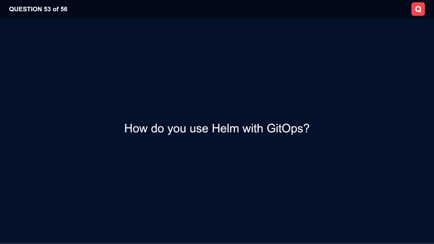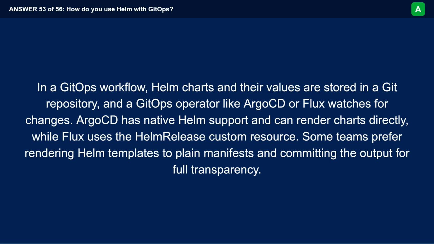How do you use Helm with GitOps? In a GitOps workflow, Helm charts and their values are stored in a Git repository, and a GitOps operator like Argo CD or Flux watches for changes. Argo CD has native Helm support and can render charts directly, while Flux uses the HelmRelease custom resource. Some teams prefer rendering Helm templates to plain manifests and committing the output for full transparency.